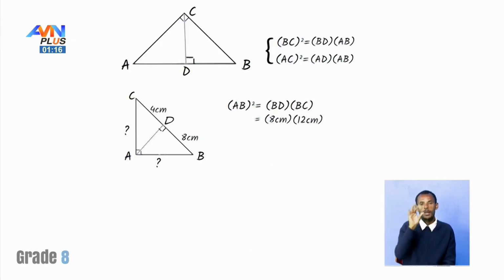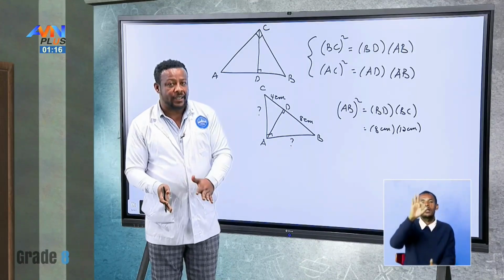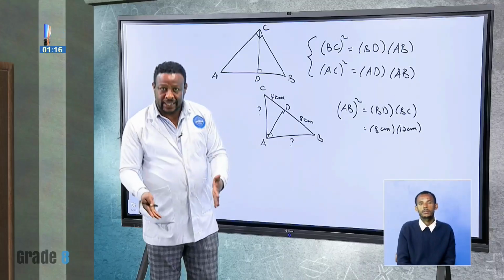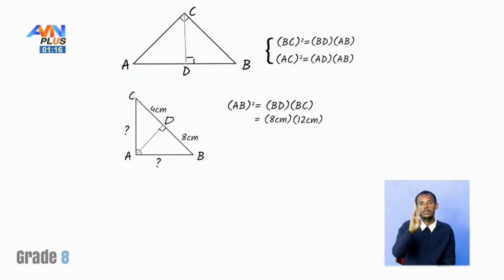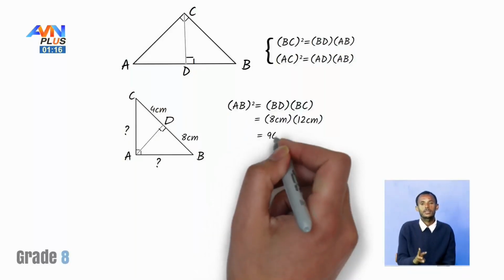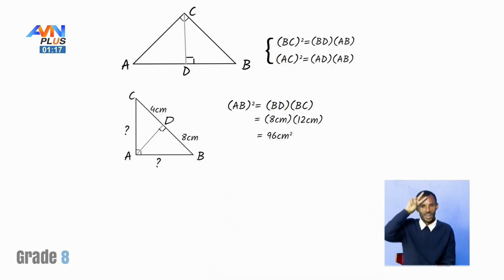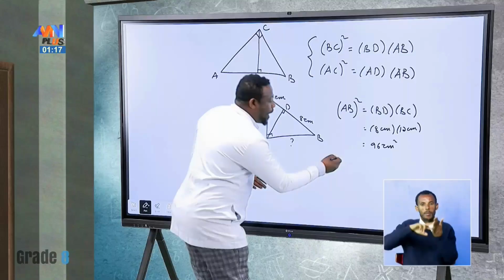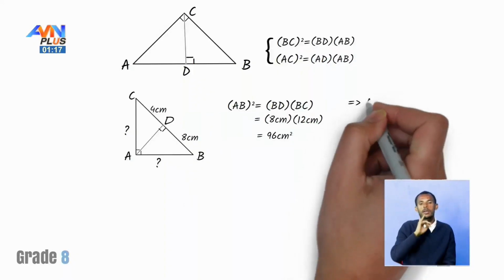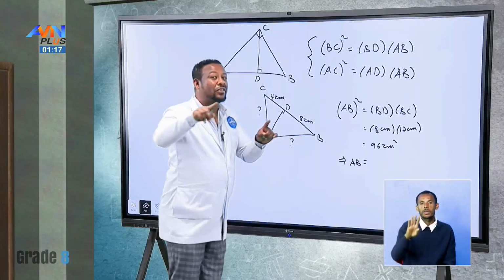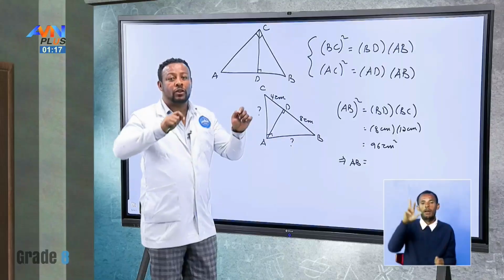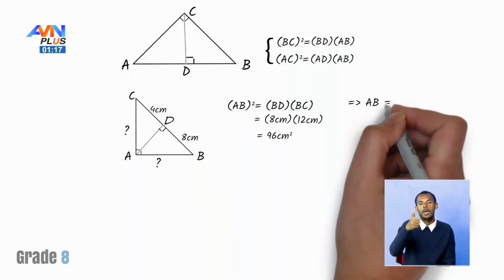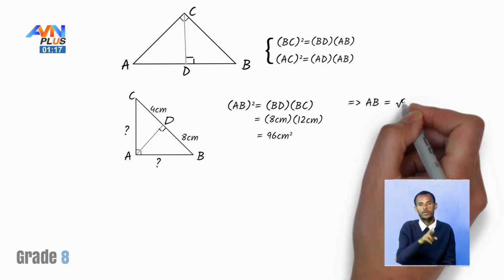8 times 12 is 96. Okay, you can check it. It's 96. So 96 centimeter square. Okay, AB square is 96 centimeter square, means the length of AB, by taking both sides by radical. You can take these two equations on both sides by radical. So this AB becomes the square root of 96 centimeter square.